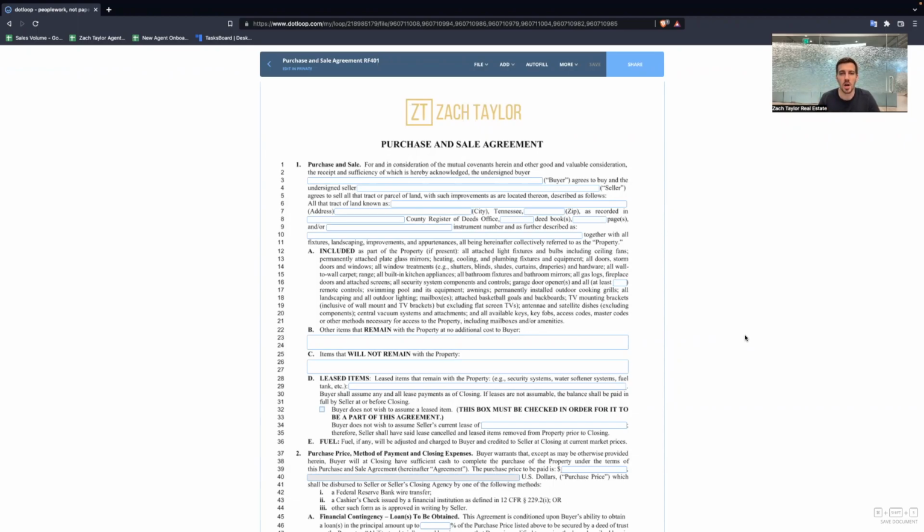Today I want to go over Contract Basics 101. I want to help agents be better protected when you guys are helping clients buy and sell real estate. So unfortunately, TREC, the licensing board for Tennessee, has no training on contracts whatsoever. So we all need to get better at contracts to protect ourselves and protect our clients.